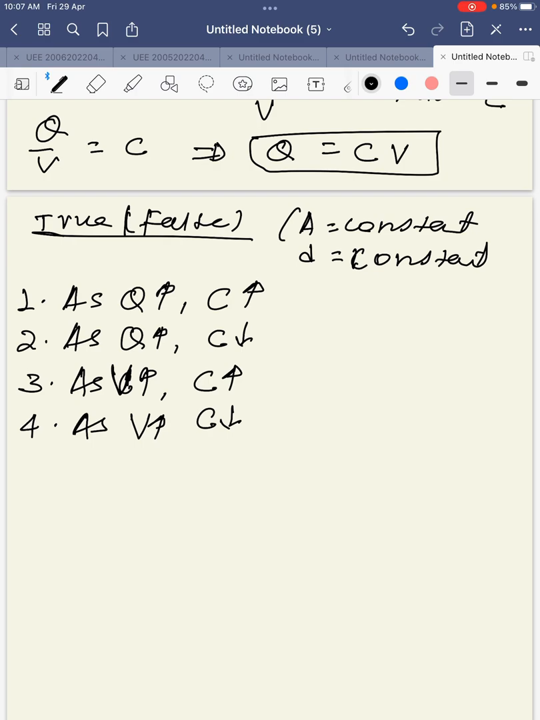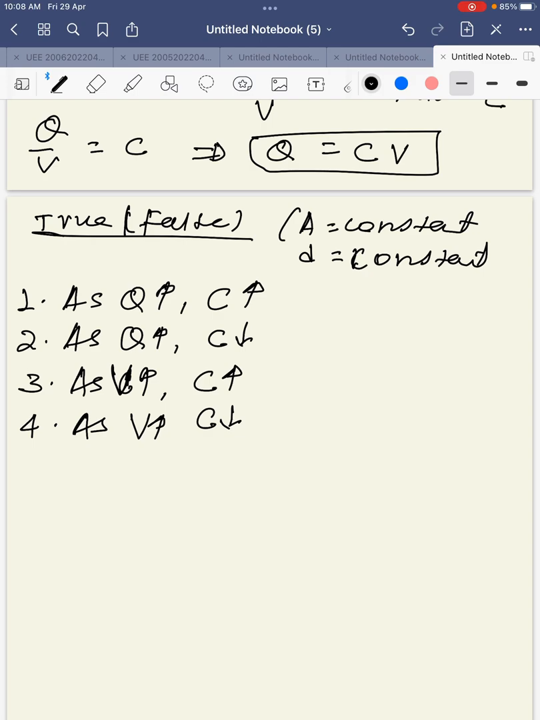Question number 1, as charge increases, capacitance increases. That means when we increase the amount of charge stored in the capacitor, the ability of the capacitor to store charge also increases. That means as you increase the amount of water in a given container having a fixed volume, the capacitance, or the ability of that container to store water, increases. That is false.